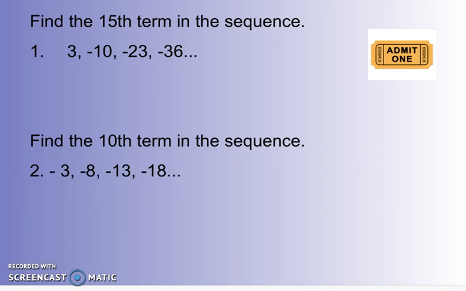I want you to try these two problems. I want you to find the 15th term and the 10th term in the sequence.